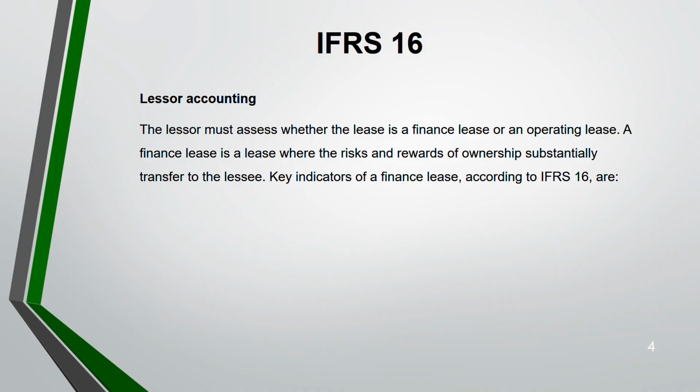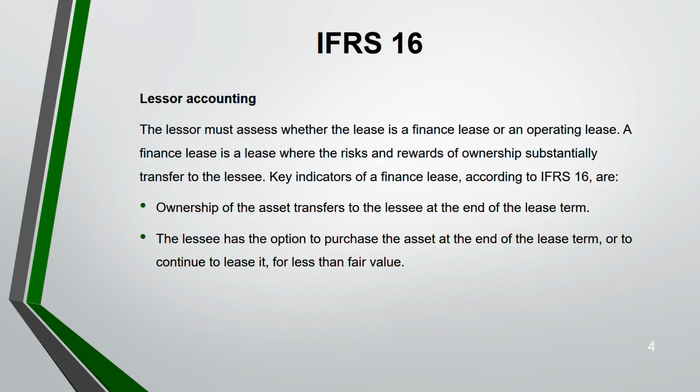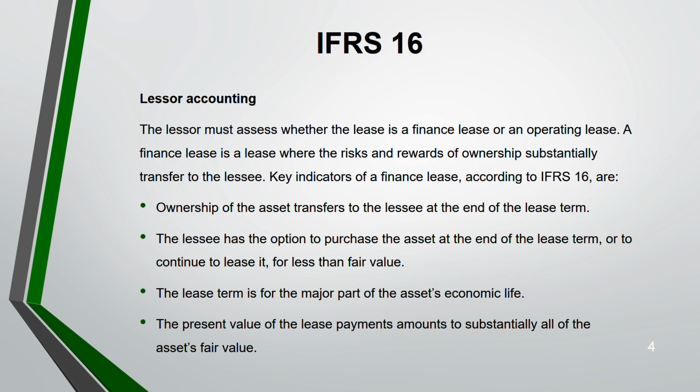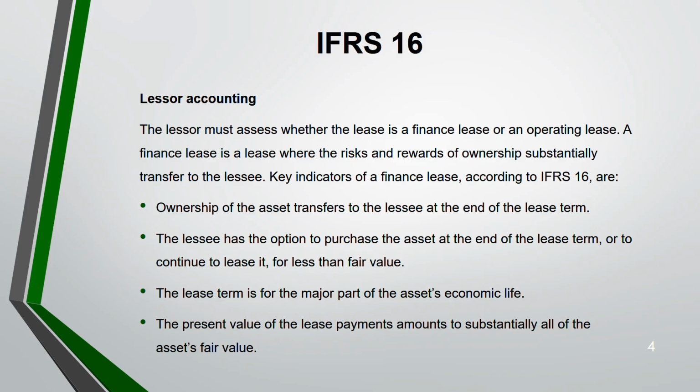So let's first understand some key indicators of a finance lease. They are: ownership of the asset transfers to the lessee at the end of the lease term. The lessee has an option to purchase the asset at the end of the lease term or to continue to lease it for less than the fair value. The lease term is the major part of the asset's economic life. The present value of the lease payments is substantially all of the asset's fair value. So if these conditions are there, it's a finance lease.